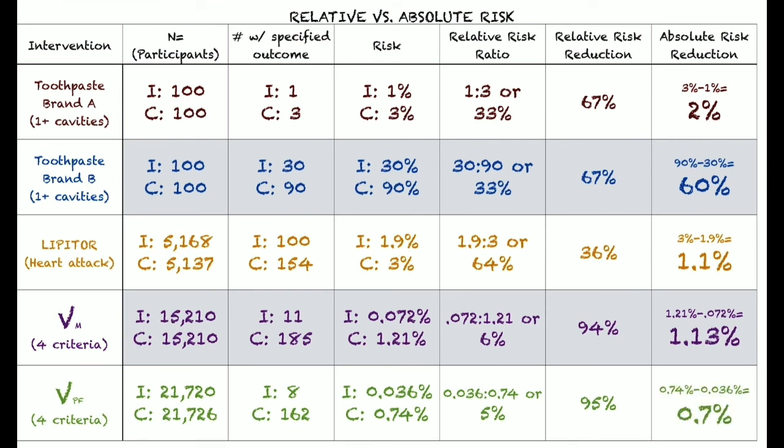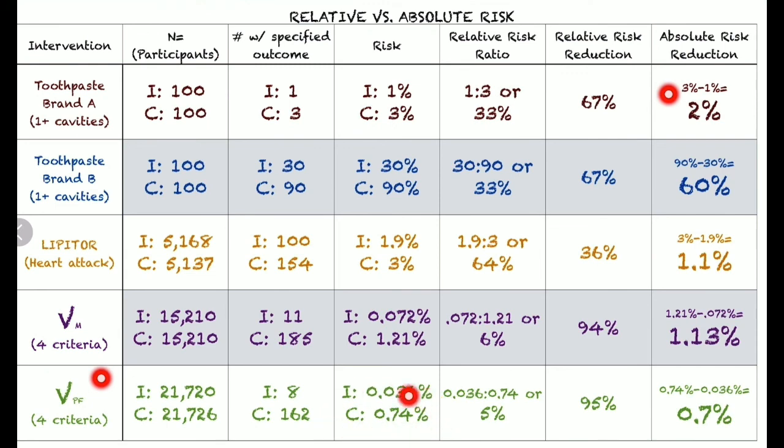So let's look at the absolute risk reduction for this final one, and we see it's less than 1%. It's 0.7%. Now again, how did we get that? Well, we took 0.74 minus 0.036, and we get 0.7%. So again, why is this number so low compared to this number? Because your risk of getting the disease, meeting these 4 criteria, was only 0.74% in the first place.